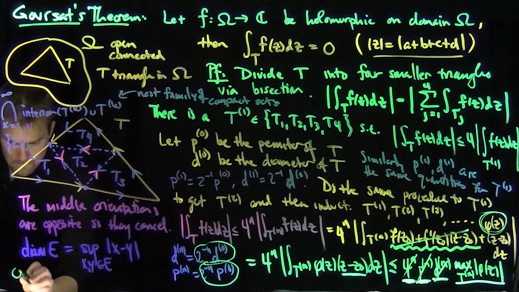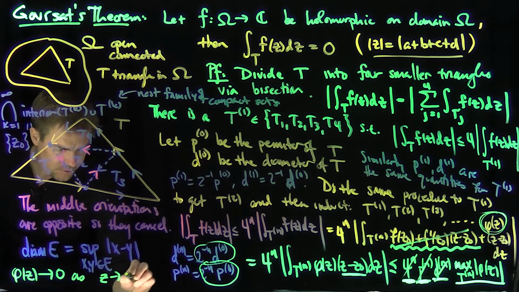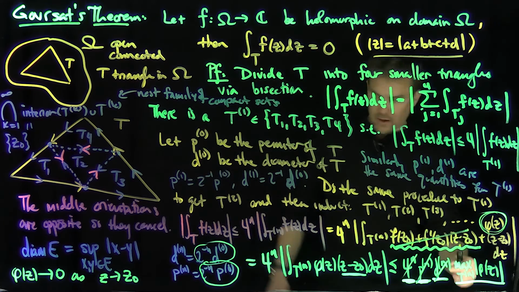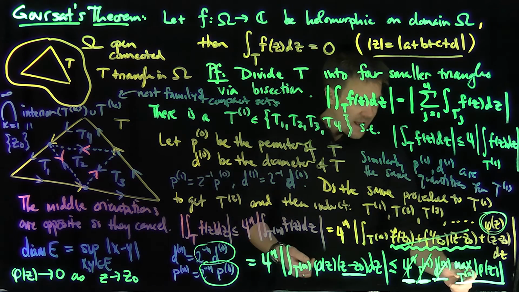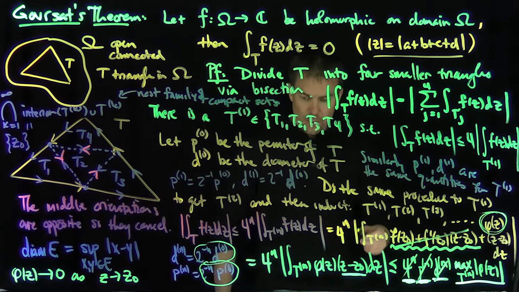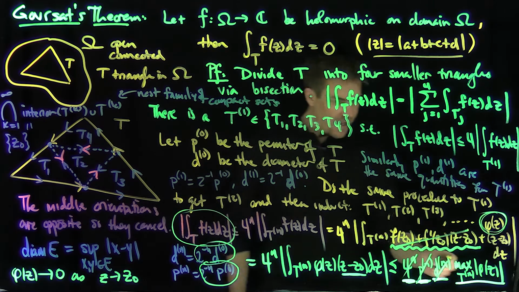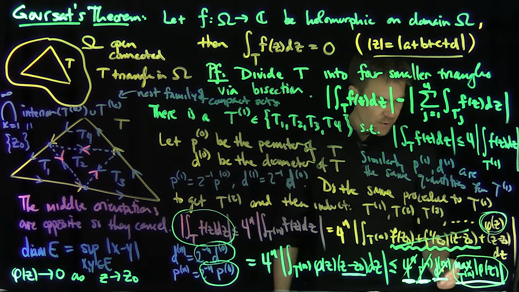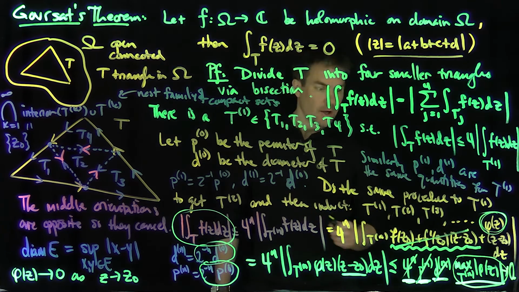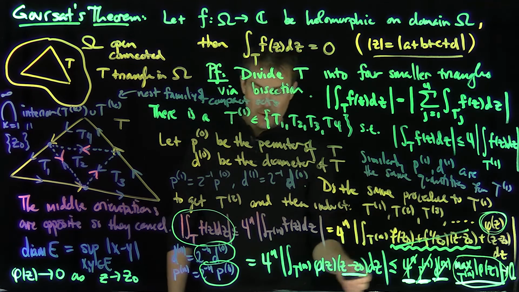So phi of z tends to 0 as z approaches z0 over here, right? And now as n gets very, very large, what's happening to z and z0? As n gets very large, this collection of Tn's is collapsing to z0. So as n goes to infinity, as I take the limit of this thing, what happens? That goes to 0 as n goes to infinity, right? So I've just shown that the absolute value of the integral over T of f of z dz goes to 0 as n goes to infinity.